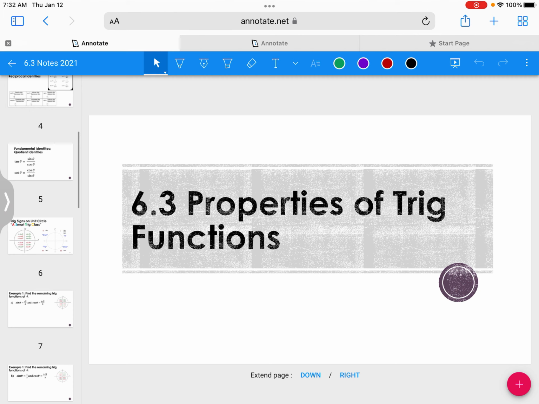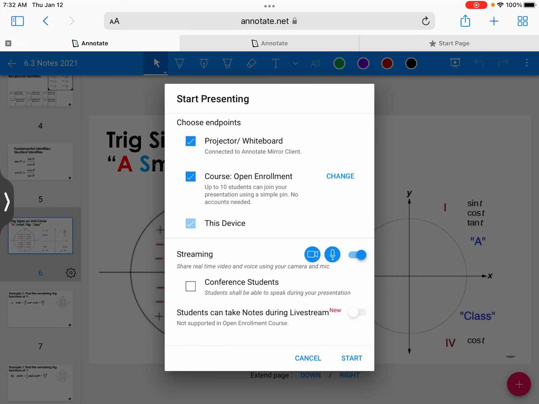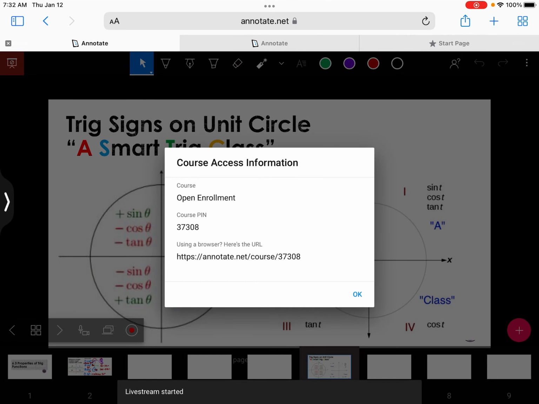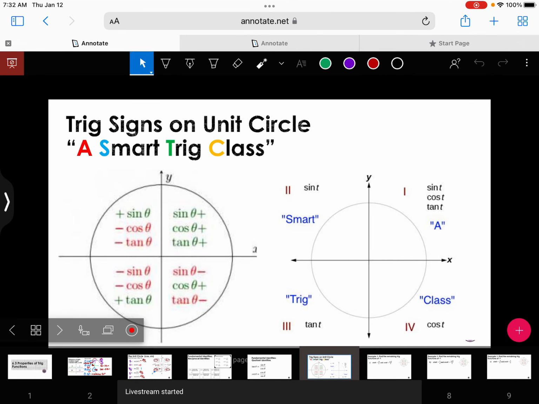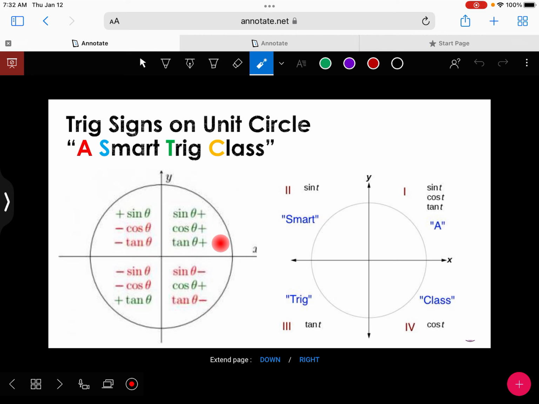So there's an acronym that helps us remember what is positive and what is negative within each quadrant. And that acronym is A SMART Trig Class. Okay? So I'm going to put this up here for a second. But what I want you to write is that in quadrant 1, everything is positive. So we're going to fill this in. But, well, you can actually fill it in.